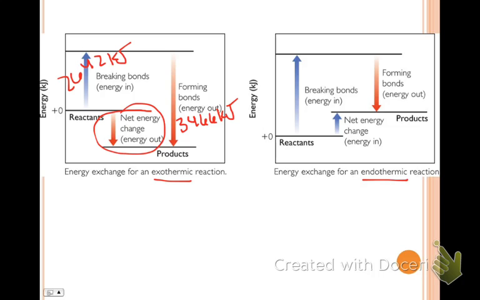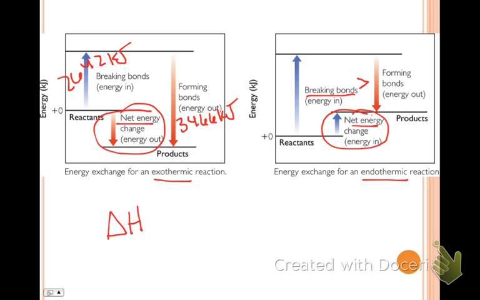For an endothermic reaction, the amount of energy it takes to break the bonds is going to be greater than the amount of energy produced from forming those bonds. So, in fact, the reactants will have more energy than the products, so that's why this ends up being an endothermic reaction. So to let you know, these net changes, those are what your delta H's are.